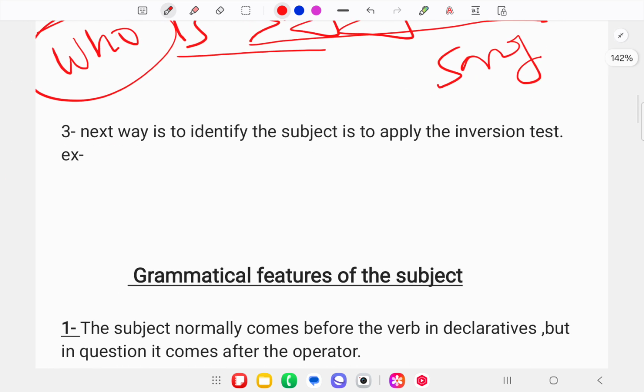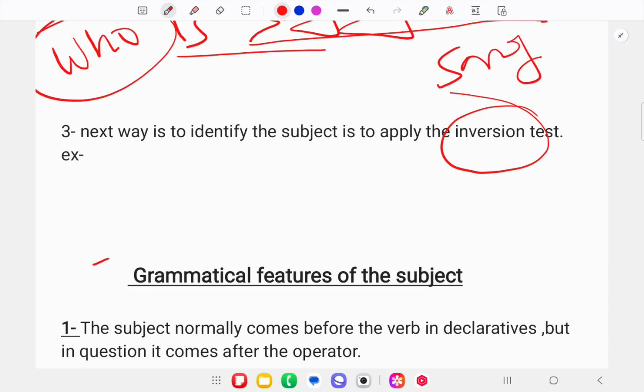Okay, next we have another point, rule number 3 or step number 3, that the next way to identify the subject is to apply the inversion test. What is the inversion test? Inversion test means that we form most types of questions by inverting the positions of the subject and the operator. Here inversion means the inversion of the verb, especially the auxiliary verb, and when there is no auxiliary, we use the inversion of the form of the main verb.